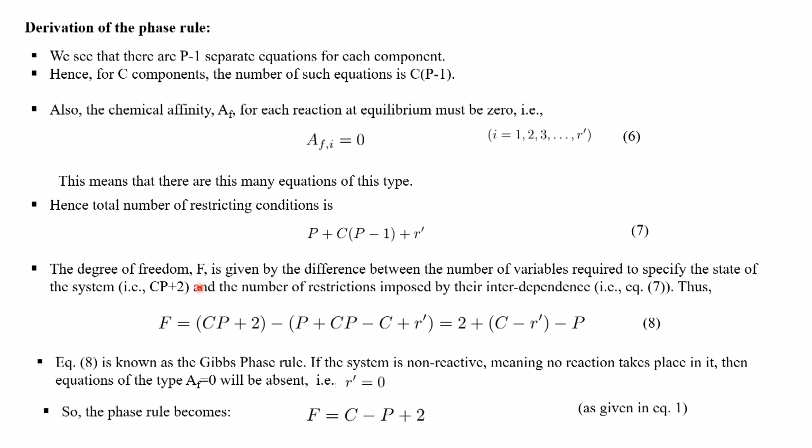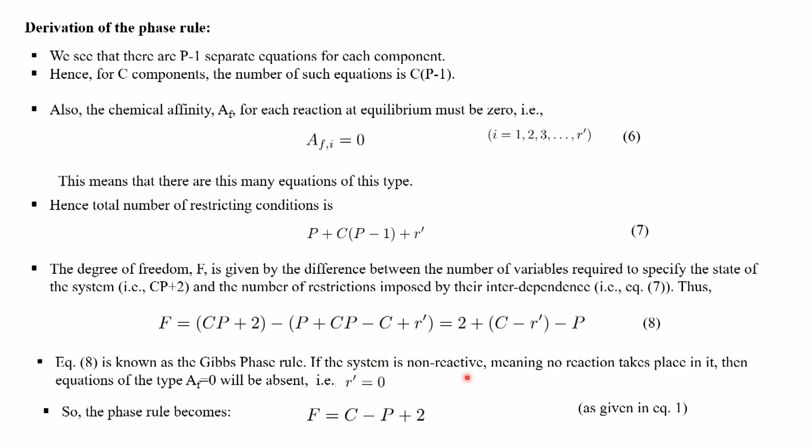So the degrees of freedom F that we just defined is given by the difference between the number of variables required to specify the state of the system, that is C times P plus 2, and the number of restrictions imposed by their interdependence, that is in equation 7. Thus we can write C times P plus 2 minus these restrictions, so we just put it here. So we ended up with this relationship: F equals 2 plus C minus R prime minus P. This equation 8 is known as the Gibbs phase rule.